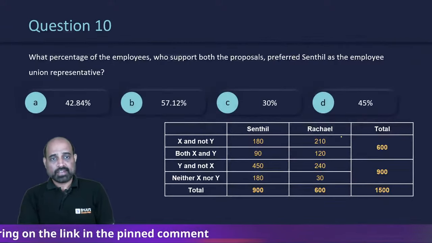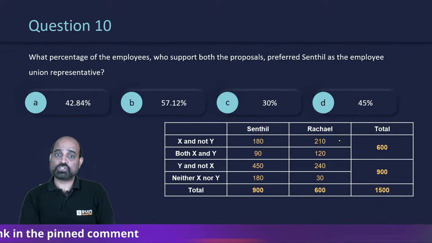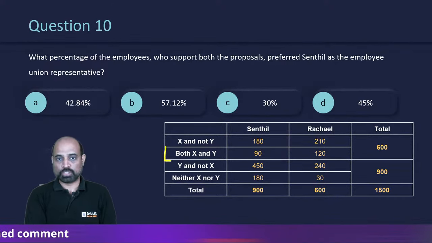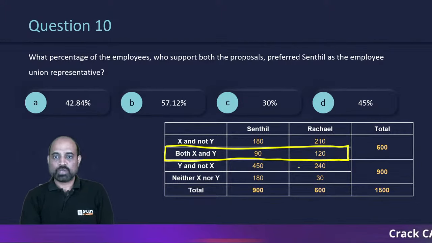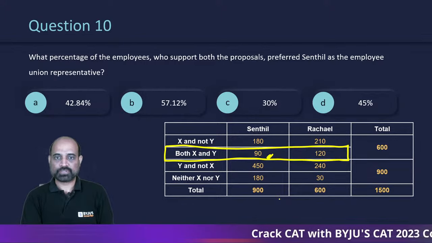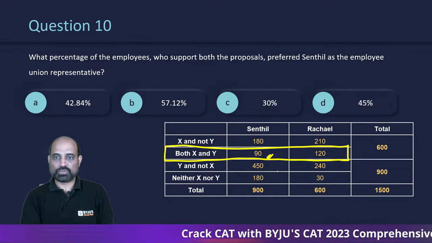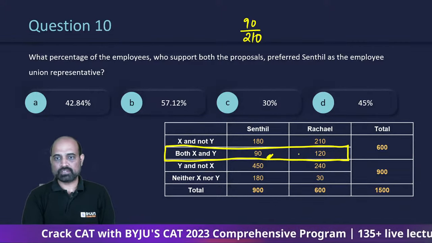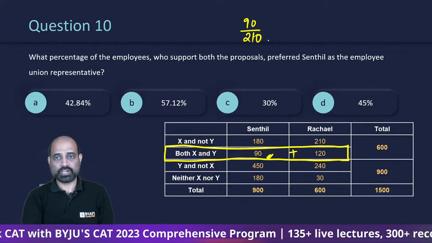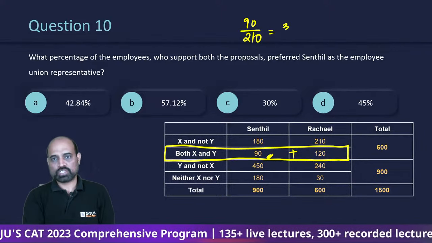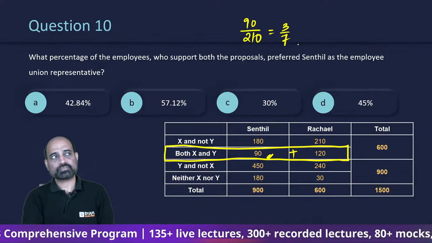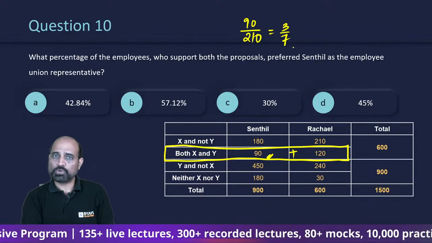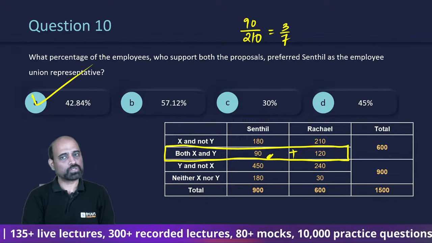Okay. Next, what percentage of the employees who support both the proposals? Both the proposals would mean this particular block. preferred Senthil as the employee union representative. So 90 people out of 210, right? This is 210 people. So this is 3 upon 7. 3 upon 7 is 42 point some percentage. So A हो जायेगा.